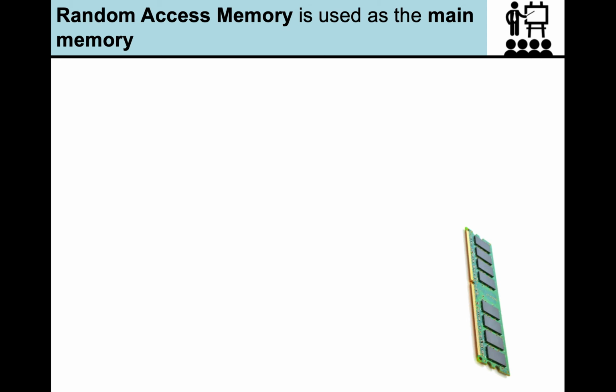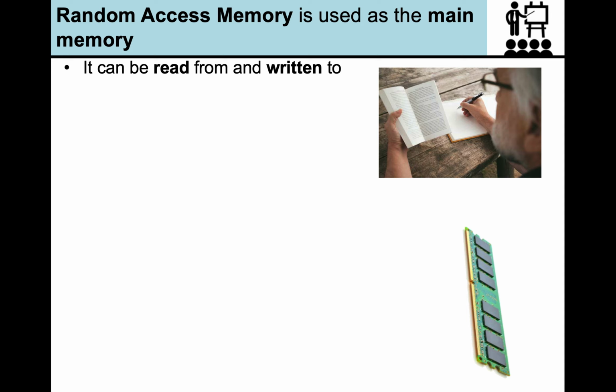So let's take a deeper look at RAM. Random access memory is used as main memory, and that over there is what a stick of RAM actually looks like. If you open up your desktop computer, you'd probably find a stick of RAM just like that. It's a component of the computer, it's physical, you can touch and hold it. And it can be read from and written to. So what does that mean? Well, in the same way that guy is reading from a book and writing to a piece of paper, when you're reading and writing data, you're reading instructions and you're writing data back into RAM. So it can be read from and written to.